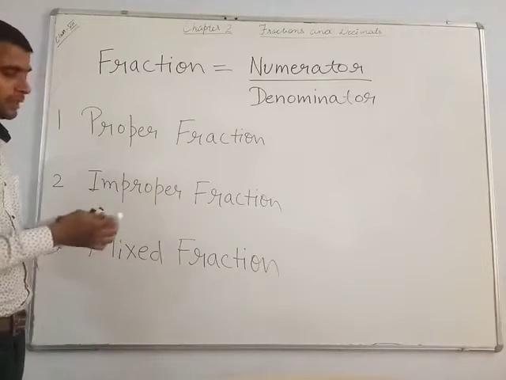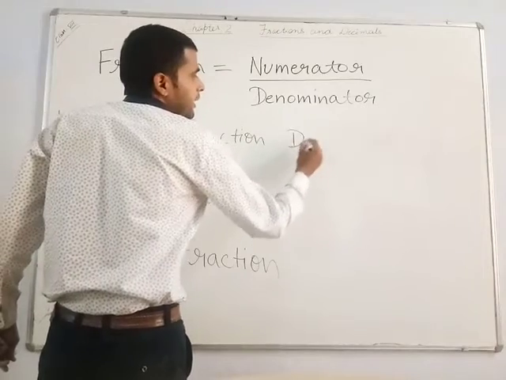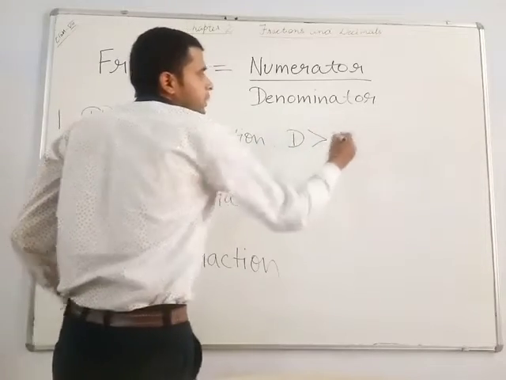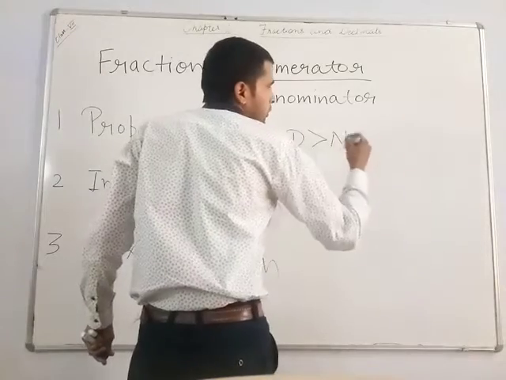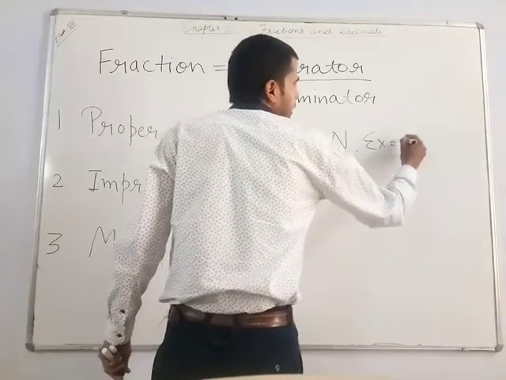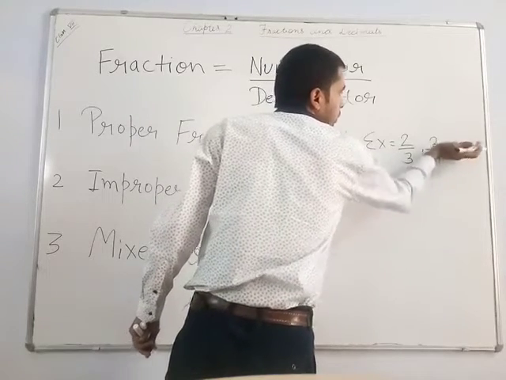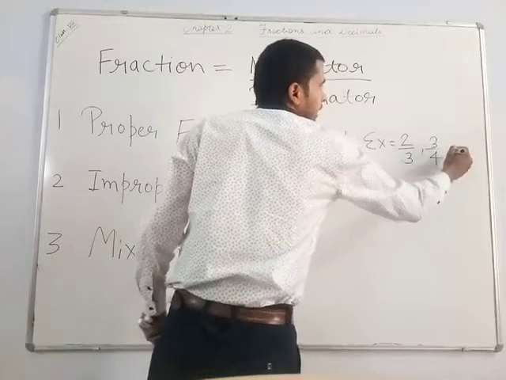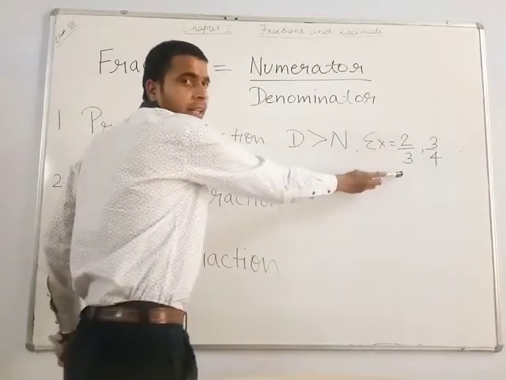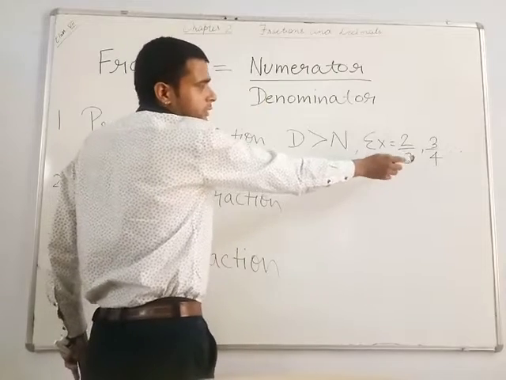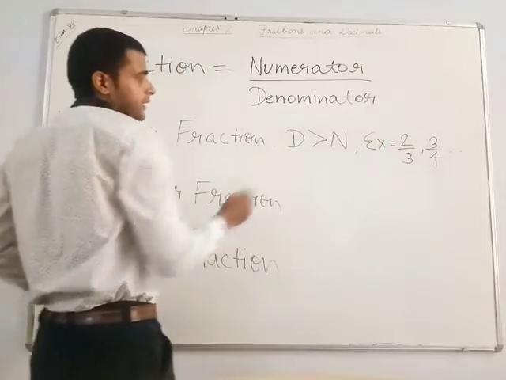First, proper fraction. A proper fraction is one in which the denominator is greater than the numerator. Example: 2 upon 3, 3 upon 4 and so on. In this case this is the numerator and this is the denominator. So the denominator is always greater than the numerator, right?